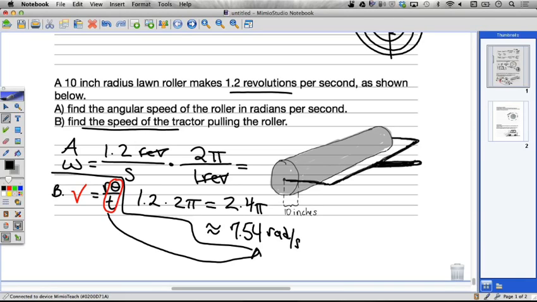Okay, so you got this. So we take 7.54. We're going to multiply that times the radius, which is 10 inches. So you're going to get 75.4. That's inches per second. It didn't ask me to tell how fast it was going. I could convert that to feet per second or miles per hour if I wanted to. It's traveling 75 inches, which is how many feet? A little more than 6 feet. Okay, so for a tractor that's moving quite fast. Questions? Angular velocity, angular speed, linear speed.